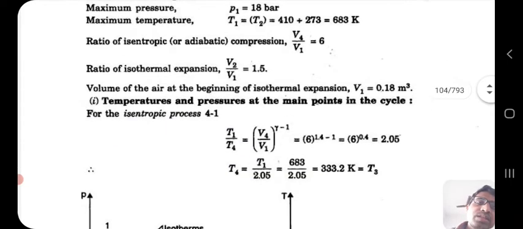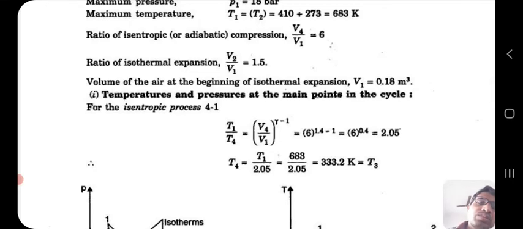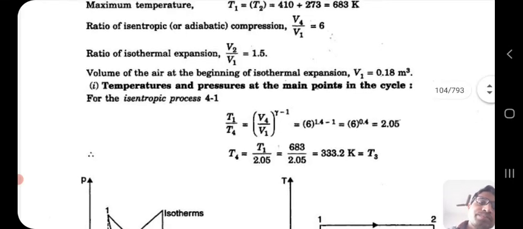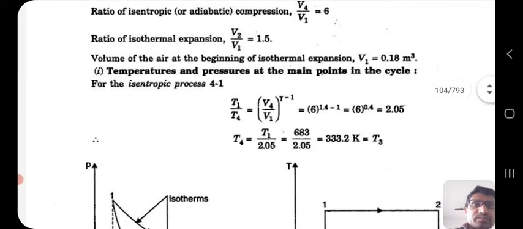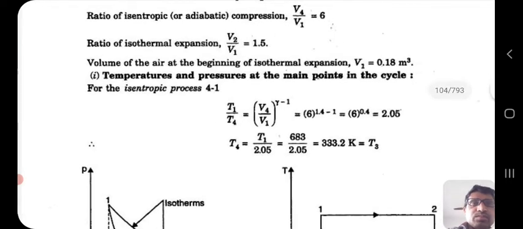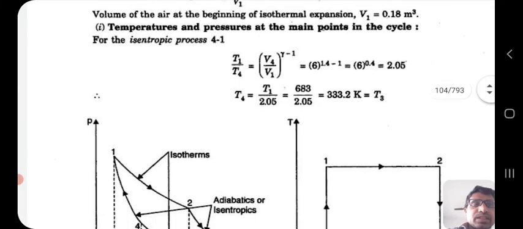Maximum pressure P1 is equal to 18 bar, temperature T1 is equal to T2, 410 plus 273. Isentropic compression ratio V4 by V1 is equal to 6. Ratio of isothermal expansion V2 by V1 is equal to 1.5. Volume of the air at the beginning of isothermal expansion V1 is equal to 0.18 meter cube.